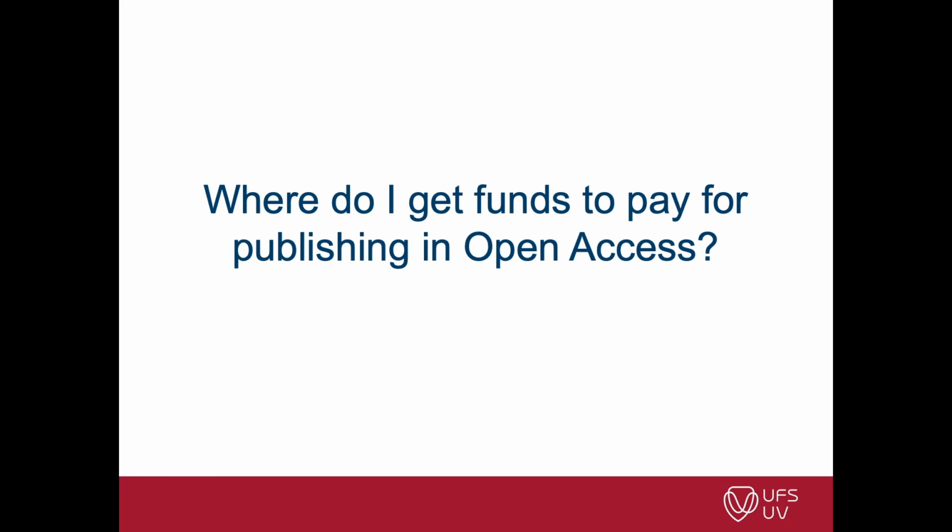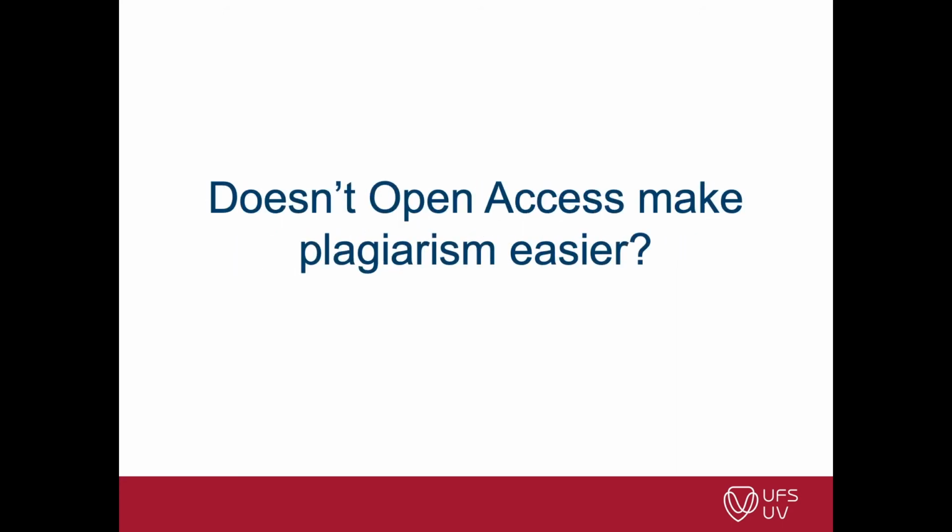Where do I get funds to pay for publishing in open access? At the University of the Free State, there is currently no dedicated fund for open access publishing. Authors may use their research funds or apply for funding via their usual channels for all types of publications. If you're unsure about what to do, it's always a good idea to contact Directorate Research Development, or DRD. And remember to include funds for publishing in open access in your funding proposals.